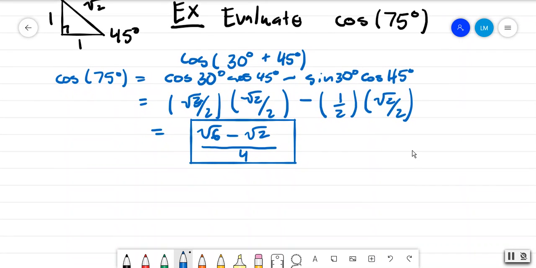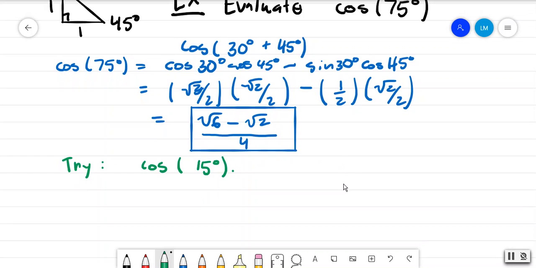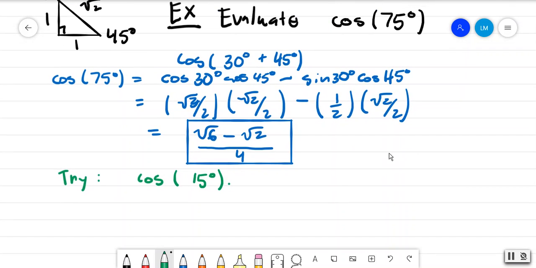Okay, the other thing that I will make note of is that you should definitely try cosine of 15 degrees. I'm only going to say to try cosine of 15 degrees because basically most of these will all look very similar. For example, I've already kind of given a reference angle in a sense, like 75 degrees.